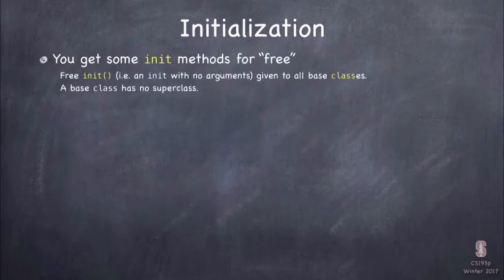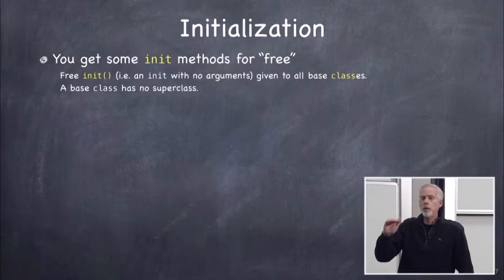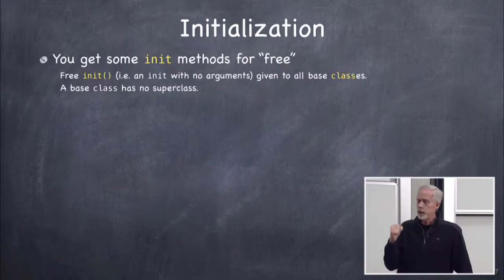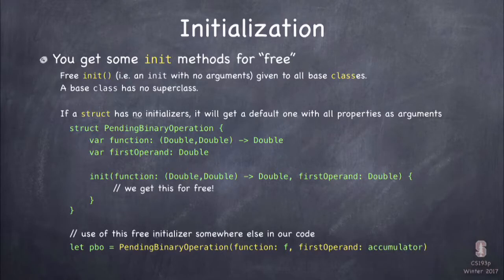You get some inits for free. If you're a base class, you don't inherit from anything else, you get a free init with no arguments. Congratulations. That means at least people can create you. But again, if you have any vars that aren't initialized, you're going to have to create your inits that initialize them. Structs, even better, they get an init that has all of their vars. Now, if a struct implements even one of its own initializers, it stops getting this free one. You only get the free one if you don't do any other ones. So it's like the default one.